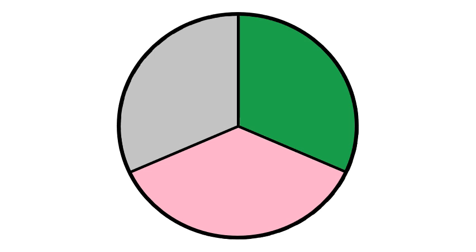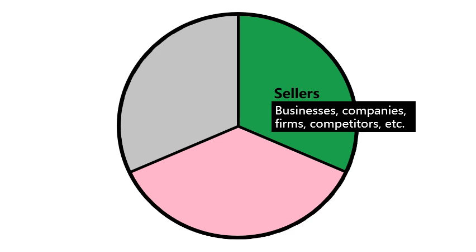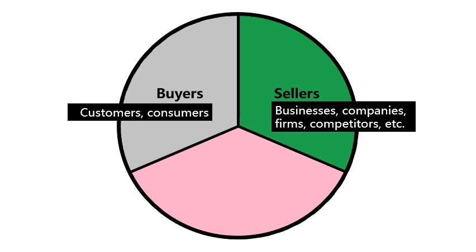The first is the power of sellers. When we talk about sellers, we mean businesses, companies, firms, competitors, the people that are trying to devise strategy. If you own a business, you'd be the seller. The next force is the bargaining power of buyers. Buyers are customers, consumers. When you go to the grocery store, you are a buyer. When you buy a car, you are a buyer.